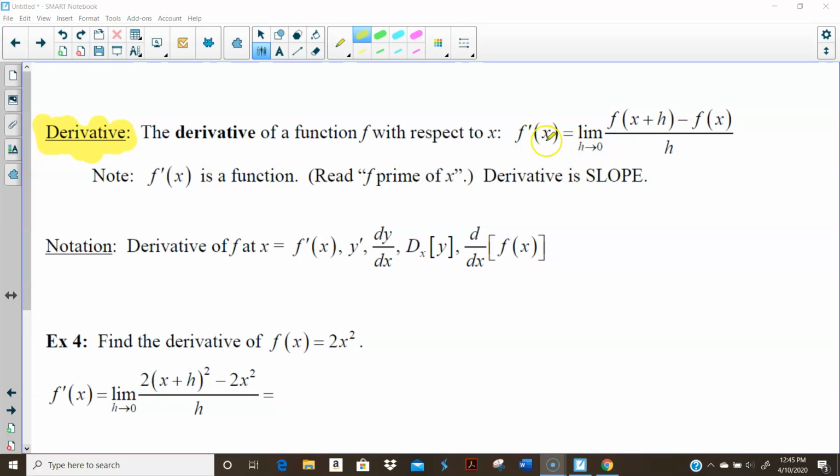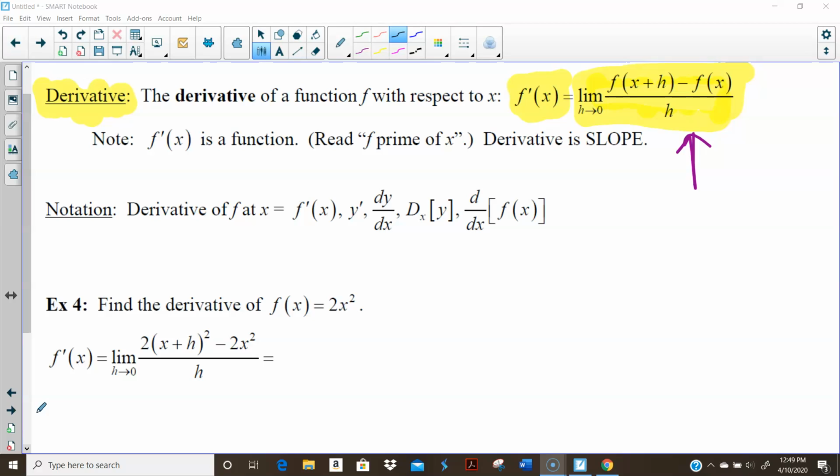Another way to note derivative is to use this notation here, which you read as f prime of x. F prime of x is equal to this formula that we learned today, and basically, it's just the formula for the slope of a tangent line. So here are some other notations: f prime of x, y prime, dy over dx you see quite often. Those first three are the ones that I see the most of.